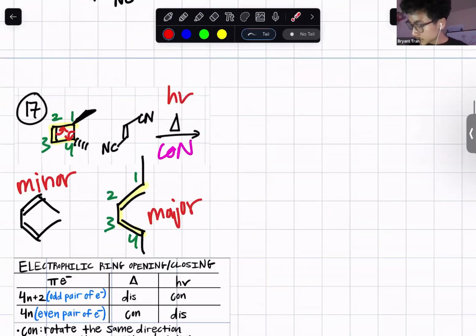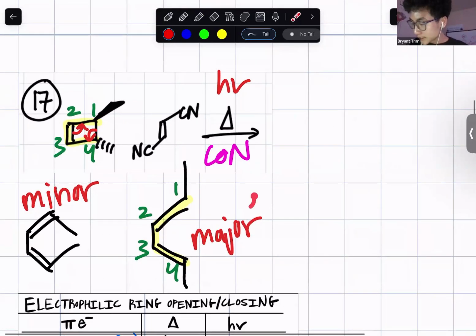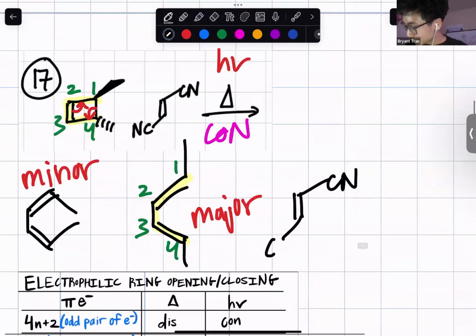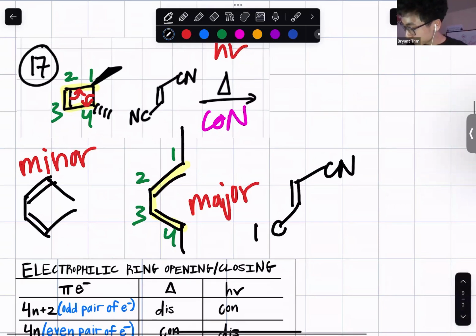Okay, so now we're going to use the major S-cis diene here to react with this molecule here. And based on these two molecules with heat, what do you guys think they're going to do with each other? What reaction?